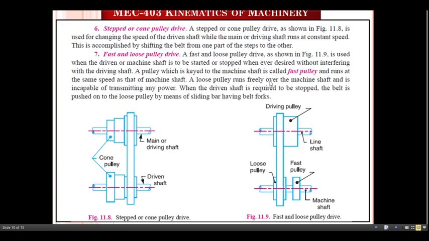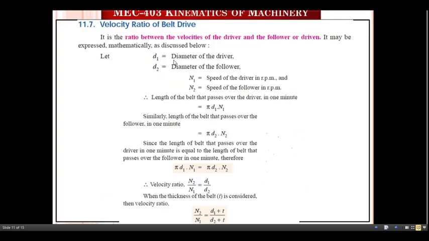A loose pulley runs freely over the machine shaft and is not capable of transmitting any power. When the driven shaft is required to be stopped, the belt is pushed onto the loose pulley by means of a sliding bar having the belt fork. In this way, without actually disturbing the main system, we can use this fast and loose pulley drive.